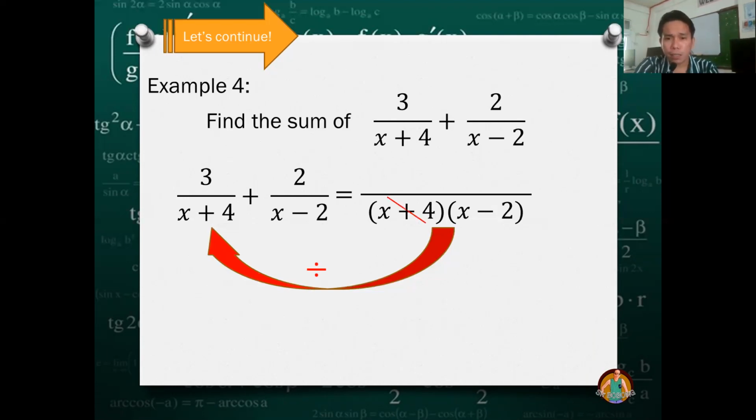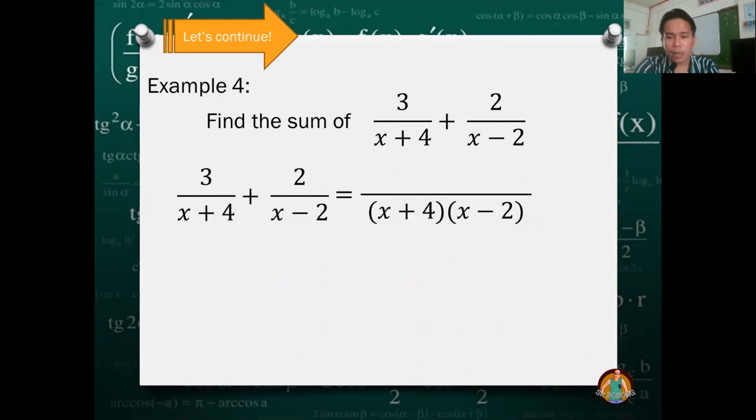Halimbawa, yung x plus 4, cancel mo lang dito at yung x plus 4 sa kabila kasi parehas sila. Ano yung natira na lang? Yung matitira na lang is x minus 2. And then yung matitirang x minus 2, i-multiply mo lang siya sa 3, yung first term natin. So x minus 2 times 3 will give us 3 times x minus 2 as numerator. Klaro?